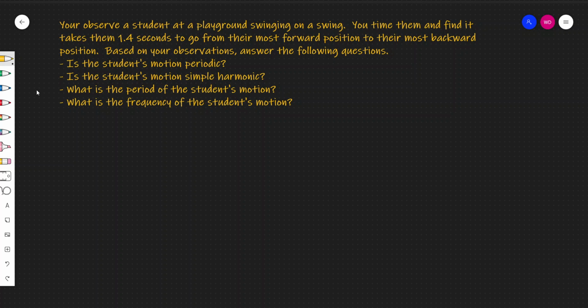Is the student's motion periodic? Is it simple harmonic? They want to know the period and they want to know the frequency.